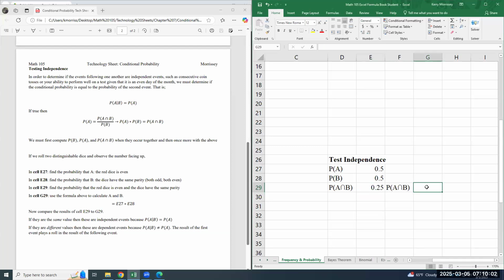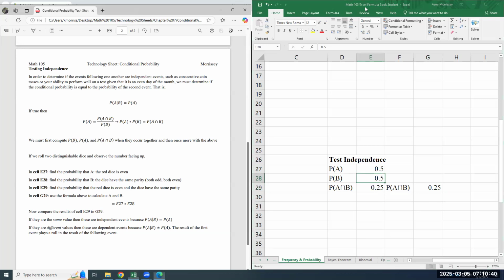Now, when it comes to the and portion, we're going to take what we had learned about multiplying these two aspects together. So we're going to take equals this E27 and multiply it by E28 and hit enter. And you'll notice that these two values are the same. One we had to look at, the other one we could calculate. So in this aspect, these are independent. They are the exact same, so great. Because A happened, that doesn't mean B has to end in a particular result.